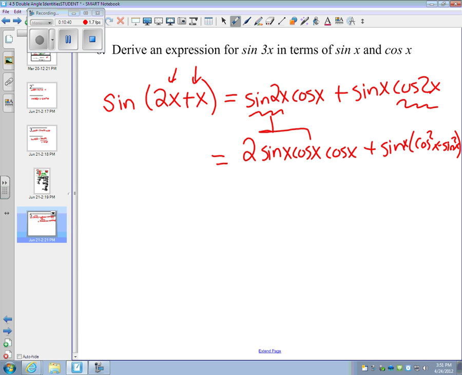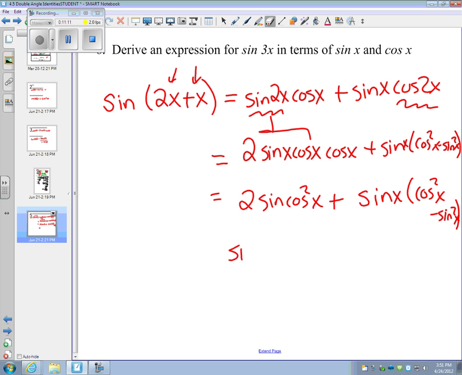Okay, let's see if we can simplify that. This should be 2 sine x cos squared x, and this is going to be sine x times cos squared x minus sine squared x. And you know what? We could keep going and simplifying that as well if we wanted to, but they didn't really tell me where they wanted me to go. I could factor out a sine x maybe.